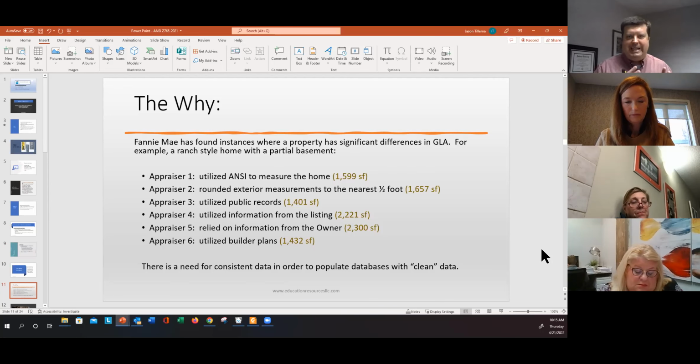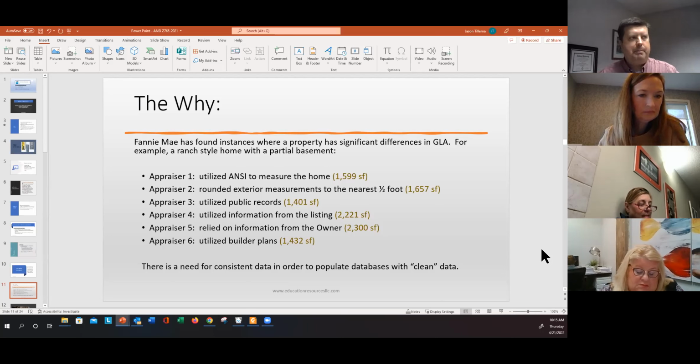But in order for that database to really work well, and this is where that data science comes in, the data has to be clean. They need to have consistent data to populate that database in order to get clean data to produce good results. Here is an example. 6 different appraisers go out and measure a home, and we get information like this. This is not unusual for Fannie Mae to find within their database. One property could have a difference of nearly, well, just 900 square feet in the reported square footage.